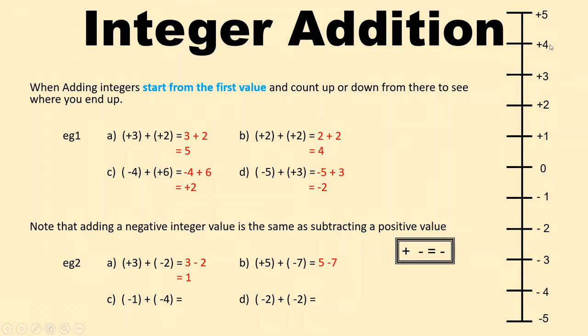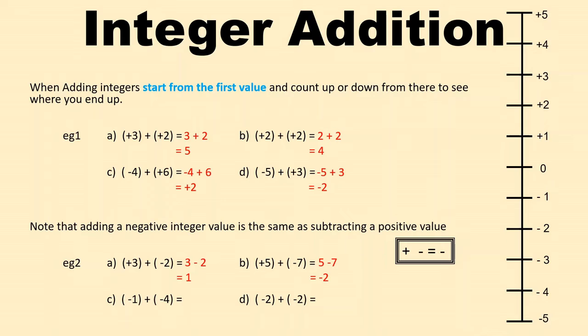So I start up here at positive 5. I'm going down 7 from there. 7 is a bigger number than 5, so it's going to take me past 0. If I go down 1, 2, 3, 4, 5, that takes me to 0. 6, 7. 5 minus 7 is negative 2.